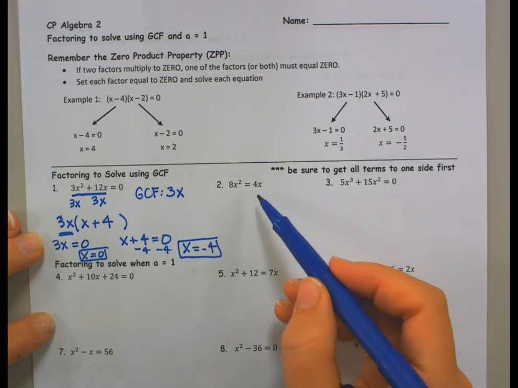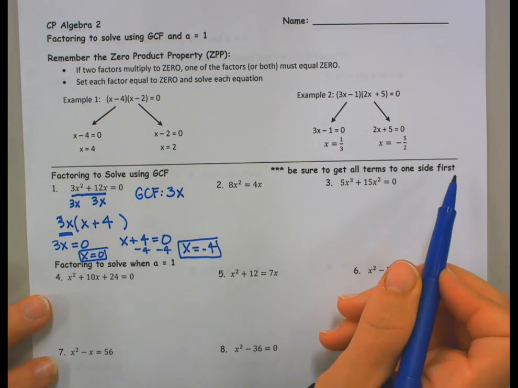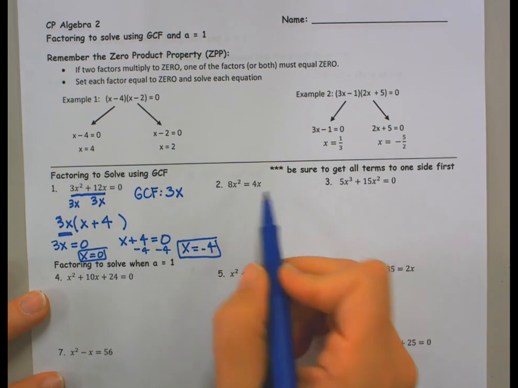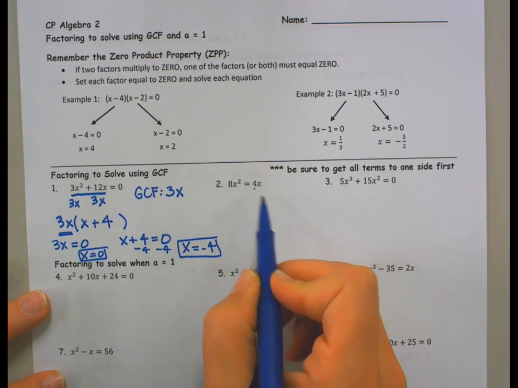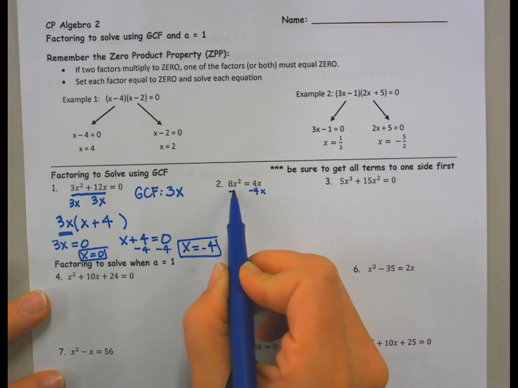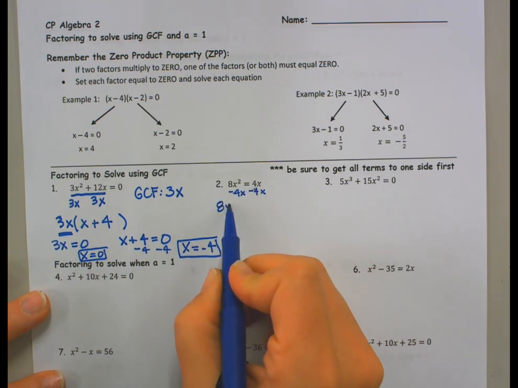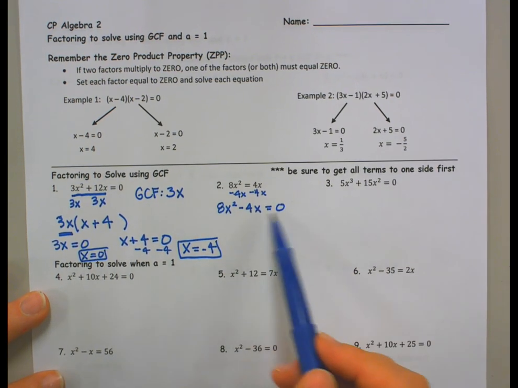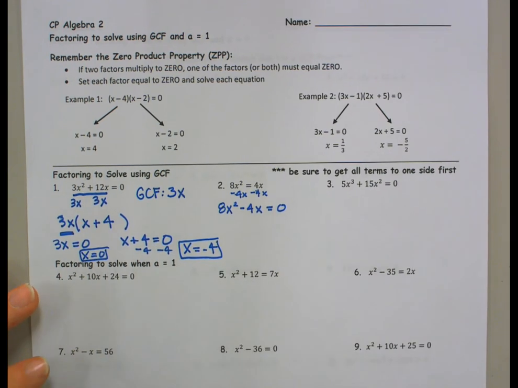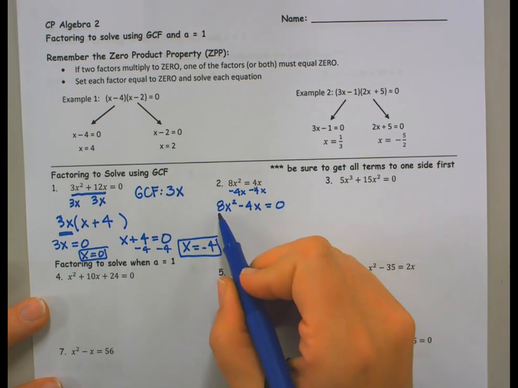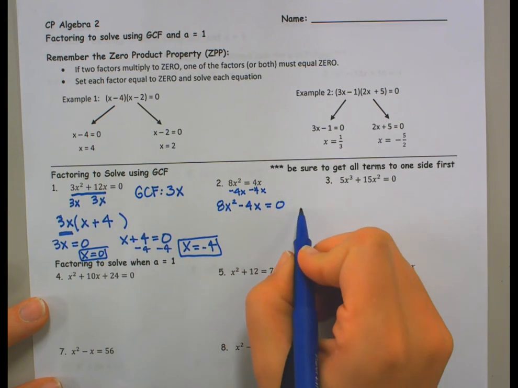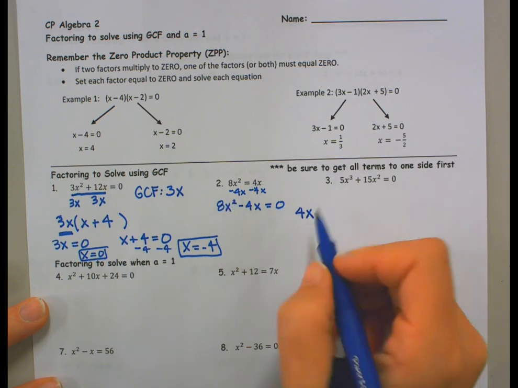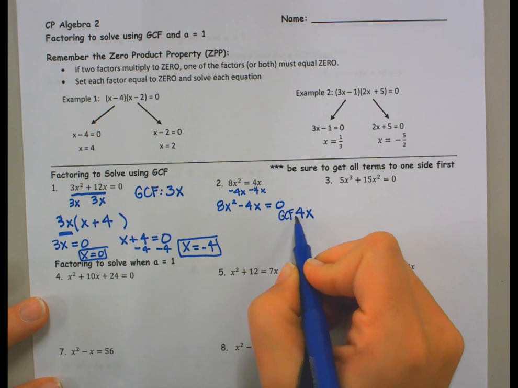So now for number 2, before I can solve, like I said before, you have to make sure all your terms are on one side. So I can move either term, it doesn't matter, but I'm going to move this term because it's smaller onto this side. To do that, I would just be subtracting 4x from both sides. So now I have 8x squared minus 4x equals 0. And now I can factor out a GCF because I have it equal to 0. So my GCF between 8x squared and 4x would be 4x, right? A 4 can go into 8 and 4, and then they both have an x term that I could factor out. So my GCF is 4x.